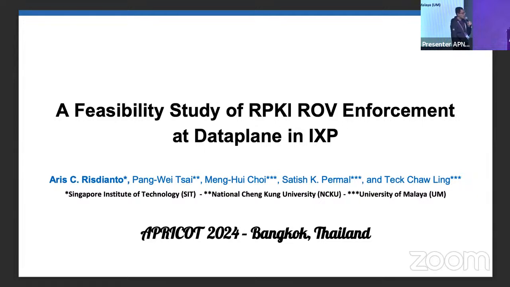Okay, the topic is very similar to what the previous talks covered: trying to secure the internet or BGP. But here I will focus on how we secure the routing using the RPKI by doing ROV enforcement in the data plane, especially in the IXP.